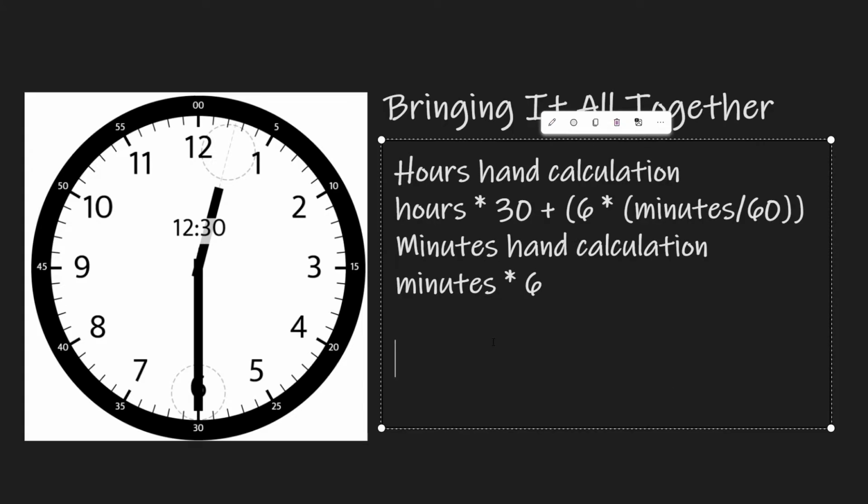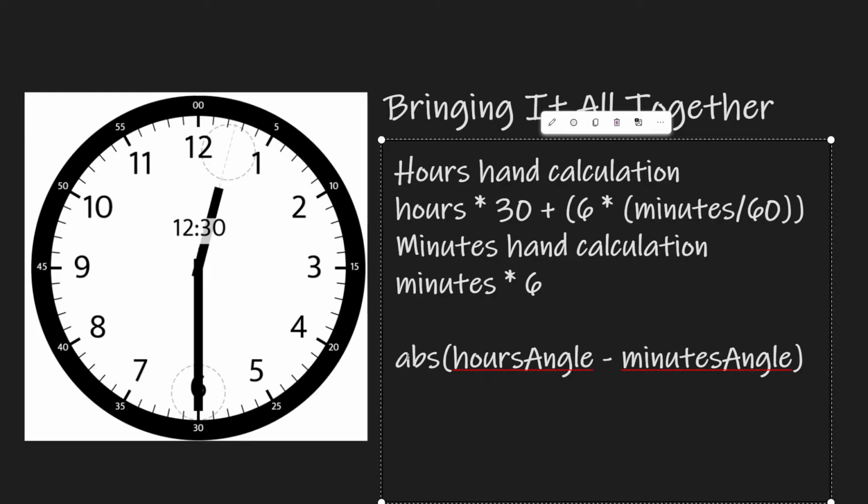We want to find their difference, right? And so we can take the hours angle minus the minutes angle. We want to take the absolute value of that. So let's say minutes angle is larger than hours angle. We're still going to get an angle result that's positive. Something kind of strange to think about here is this value created by the absolute value of hours angle minus the minutes angle might be more than 180.